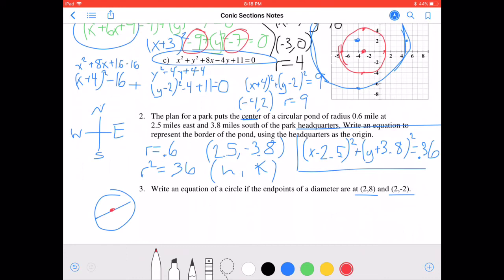So if we wanted to figure out where the center is, we would have to find the midpoint of these two numbers. So remember, midpoint is the average of the x terms and the average of the y terms. So we would do 2 plus 2 over 2. So that would be 4 over 2, which would be 2.